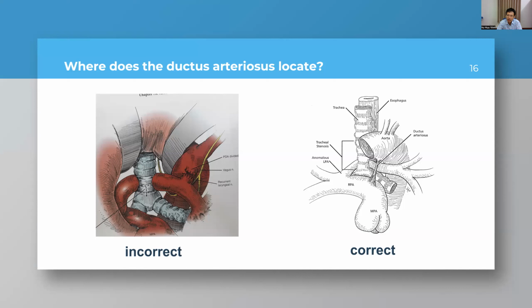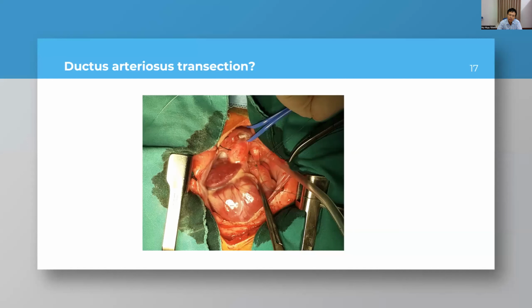We should notice that in the repair surgery, because there is a pitfall here if we make some injury to this ductus arteriosus. In the first several cases, we usually transected the ductus arteriosus, but after that, 100 cases later, we ignored that. We don't transect, and the result is okay. So in my opinion, it's not necessary to transect the ductus arteriosus.